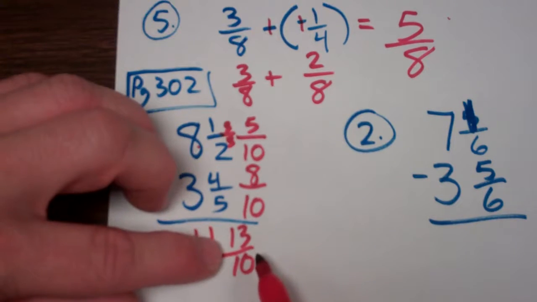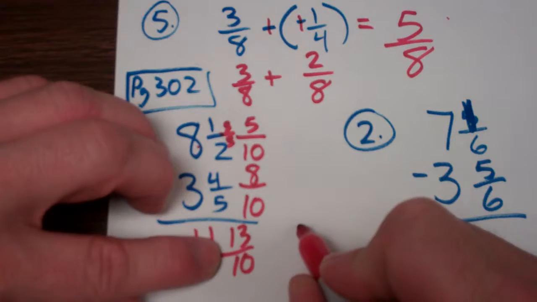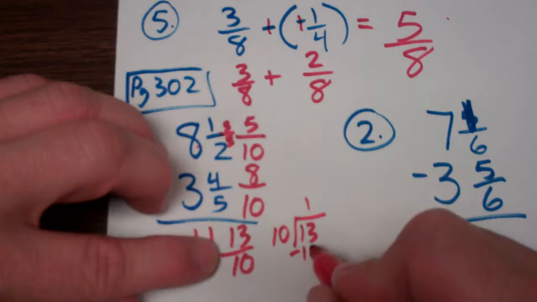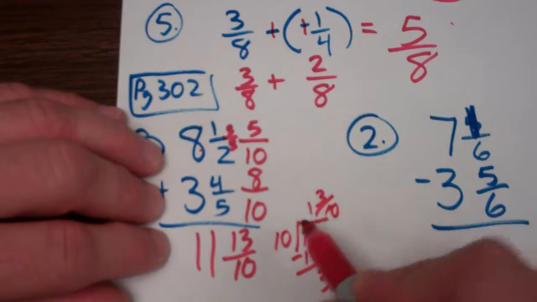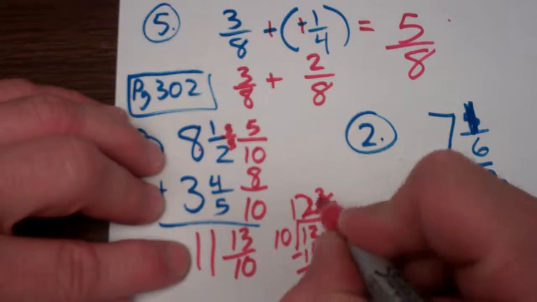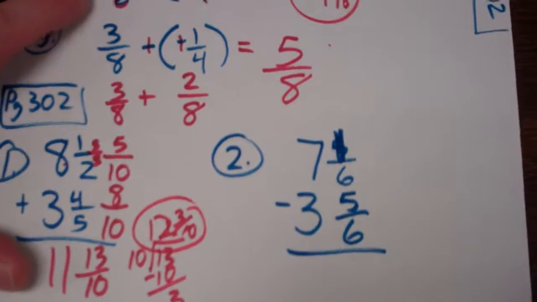I have enough to regroup and make that into another one. So if I divide that, just to review, top number goes in the box. It goes in once with a remainder of 3. That's 1 and 3/10. You put that 1 back with the 11, and now you have 12 and 3/10. 12 and 3/10.